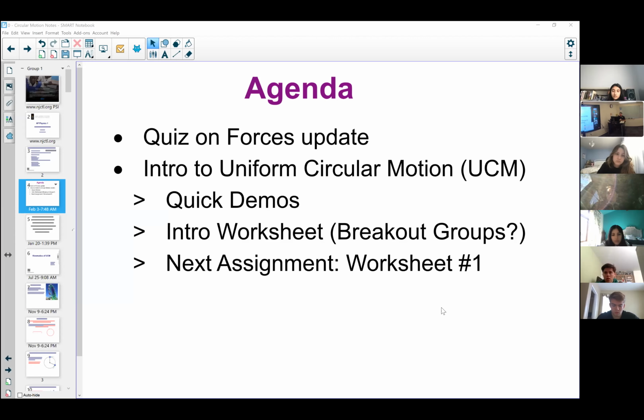All right, so on the agenda, you can see that we have a quick update on the quiz that you took on forces. The scores were quite good. The mean score for this class was a 94.2, and the median score was 97.2, so very high. Usually when the mean and the median aren't real similar, that means that most people got in a certain range and there were one or two kind of outliers statistically speaking.